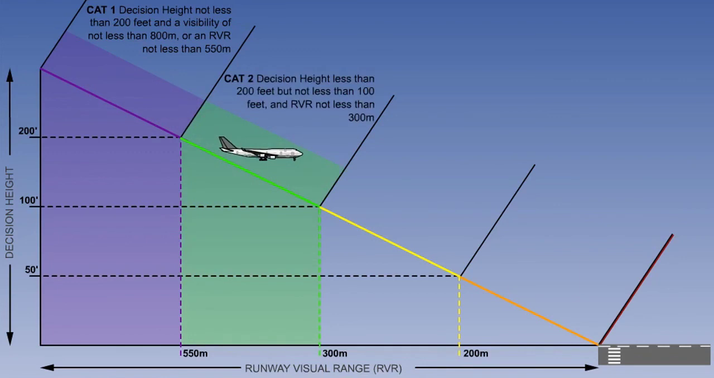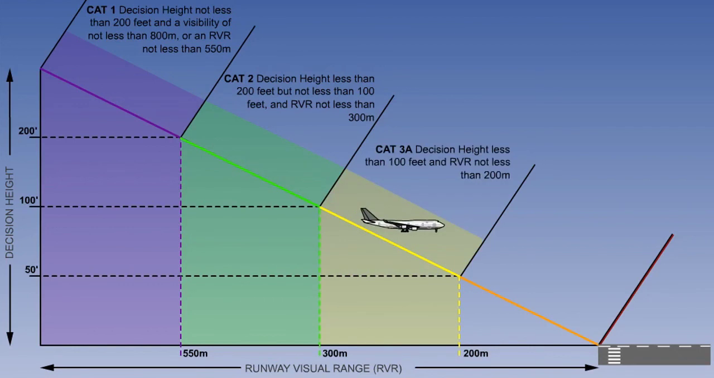Category 2 is defined as a precision instrument approach and landing with a decision height lower than 200 feet, but not lower than 100 feet, and a runway visual range not less than 300 meters. The decision height is based on the radio altimeter. Category 3 is split into three further categories, with Category 3A being defined as a precision instrument approach and landing with a decision height lower than 100 feet and a runway visual range not less than 200 meters. The decision height for all three is based on the radio altimeter.